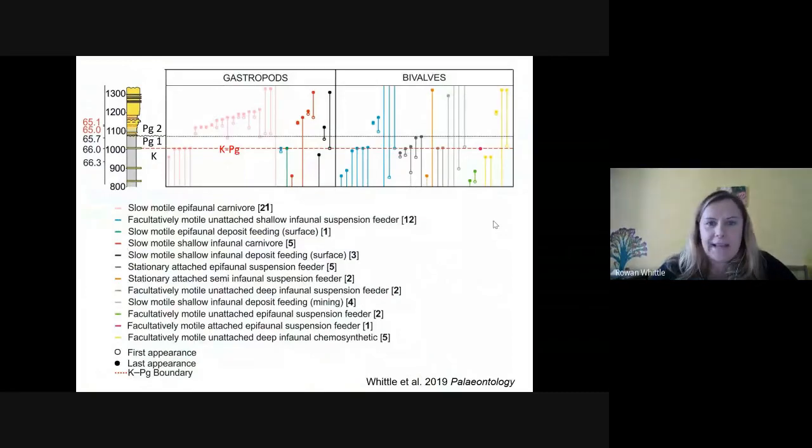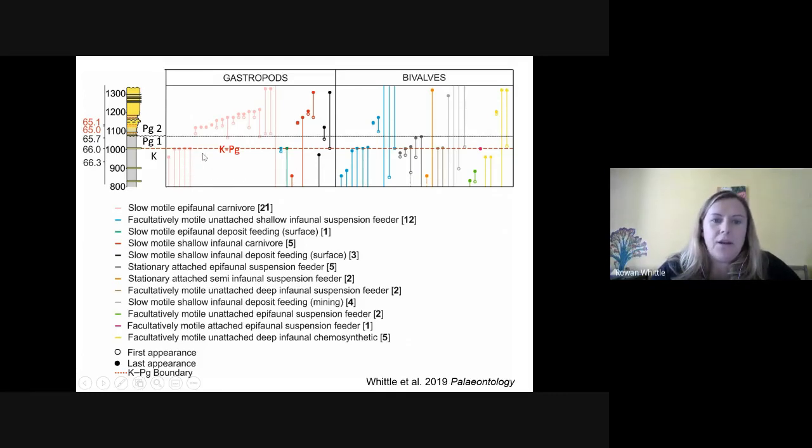So what we've been doing in this section is looking at how ecology changed over the mass extinction horizon. In this diagram, each line represents a species of either gastropod or bivalve, and the color represents a mode of life. This is a combination of feeding, tiering, and motility. This is the sedimentary log, which just shows you what rock types they were. The KPG boundary is represented by the dotted line, and the black dotted line represents a change in environment from outer shelf to deltaic. So immediately you can see there was an overturn in species at the KPG boundary.